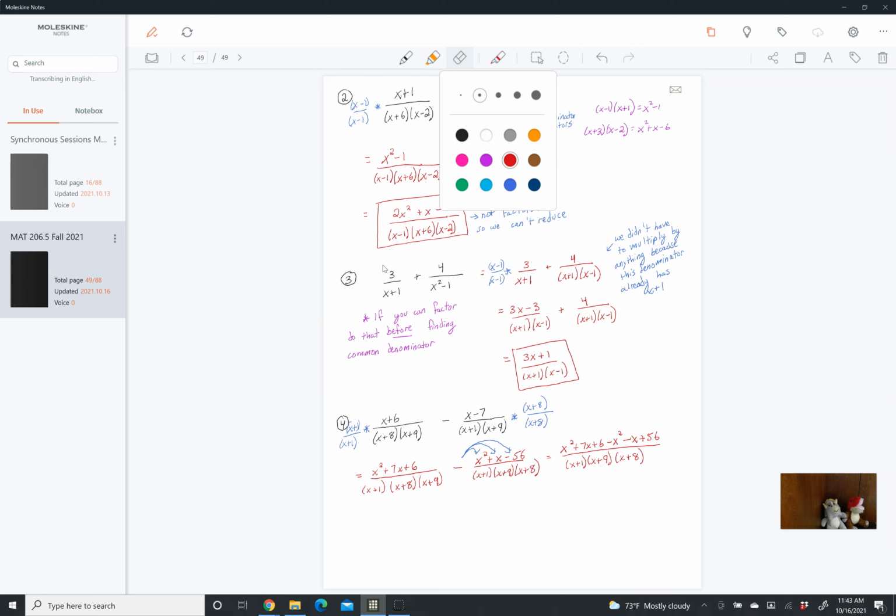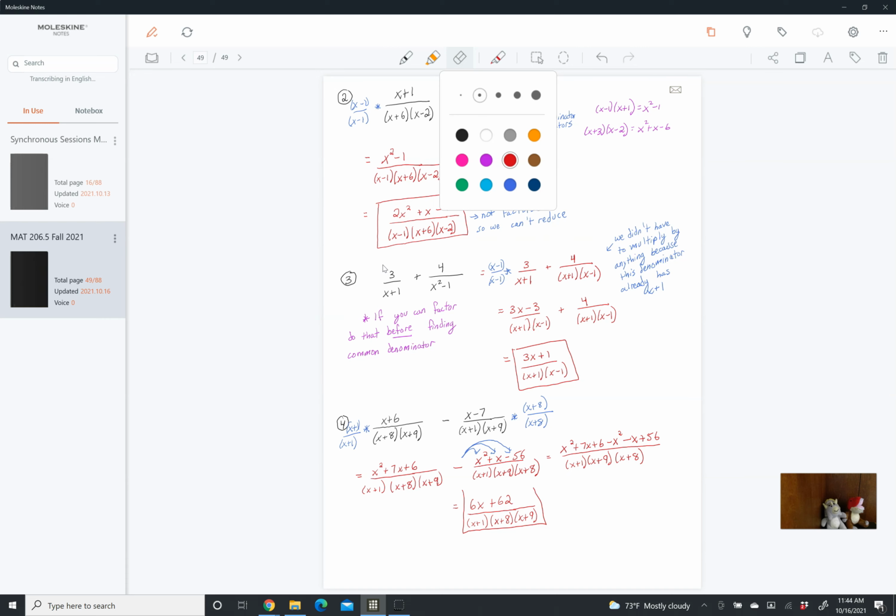Okay, and now if we combine like terms, the x squares will cancel actually. And we get 7x minus x, which is 6x. And then we have plus 6 plus 56, which is plus 62, over x plus 1, x plus 8, x plus 9.